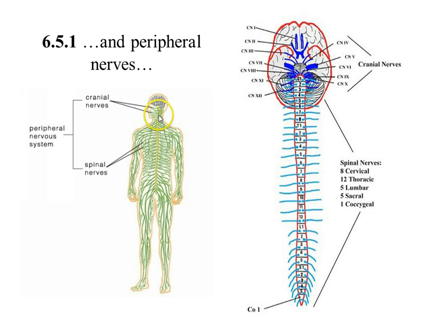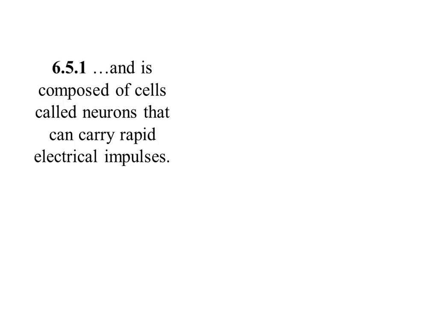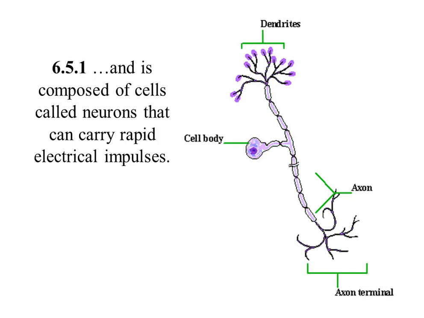And again, there's a lot more that we could learn about with the nervous system, but this is still kind of a survey course, so we're still just scratching the surface and not scratching it very deep. And lastly, you need to know that it's made of cells called neurons, which are nerve cells that carry electrical impulses. And this is a diagram of a nerve.